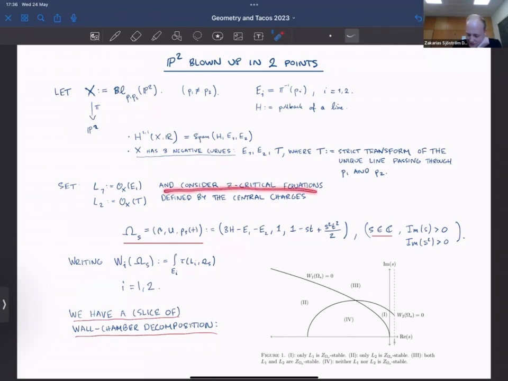Then you consider Z-critical equations defined by these central charges parameterized by some complex number S. So you write down some parameter values, and each value here corresponds to a different equation. Then we get these conditions that need to be satisfied, parameterized by this infinite number of curves, and we get this kind of picture, which is then a slice, of course, of the full wall-chamber decomposition. This is just the slice when we vary this parameter S.